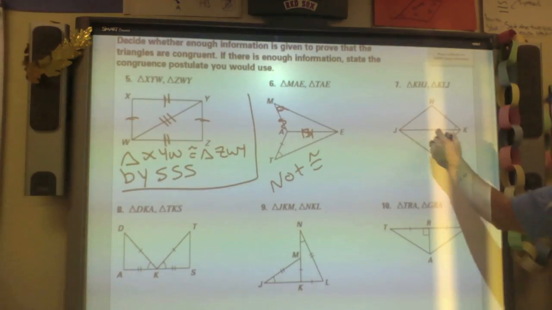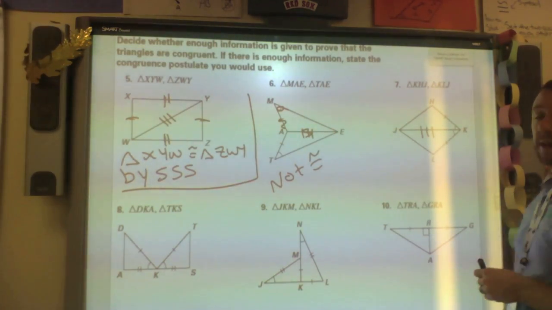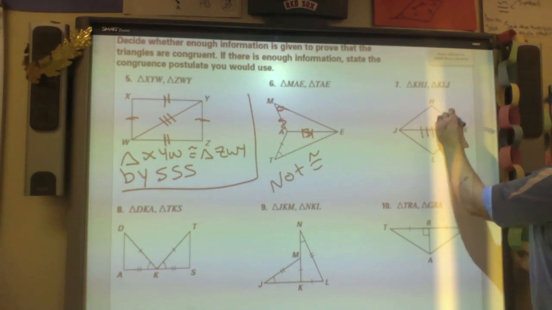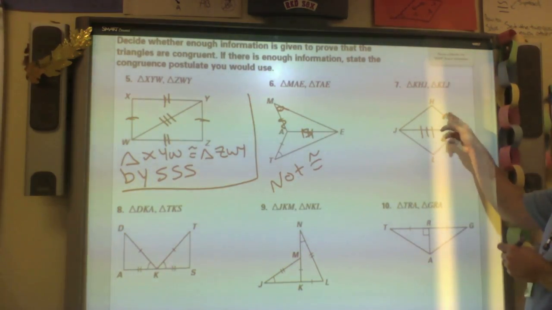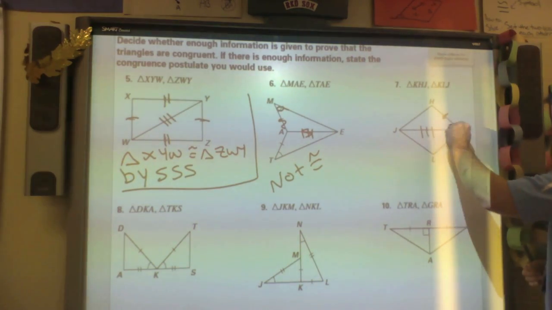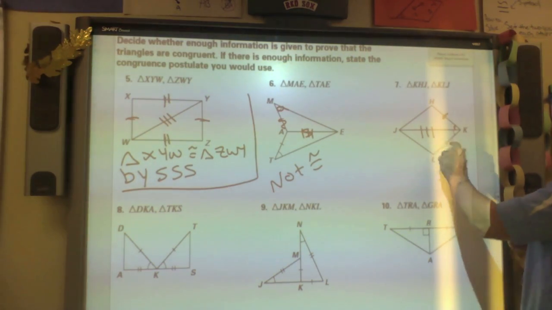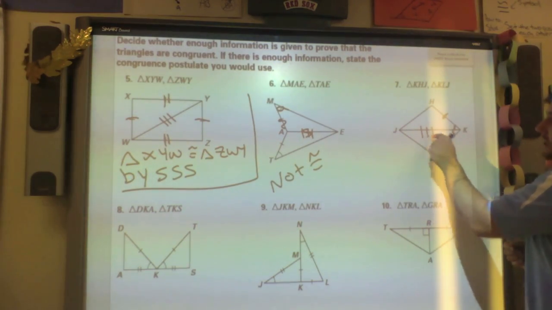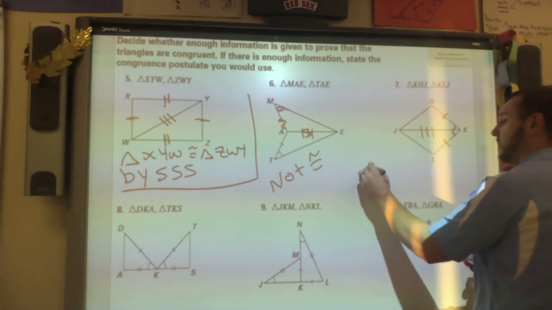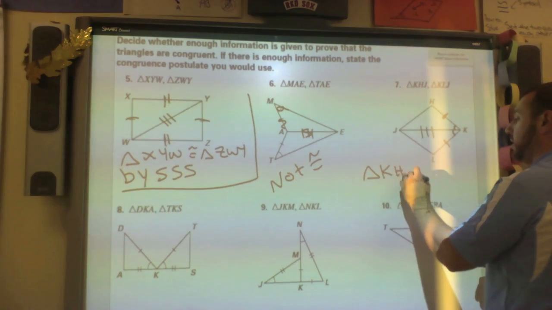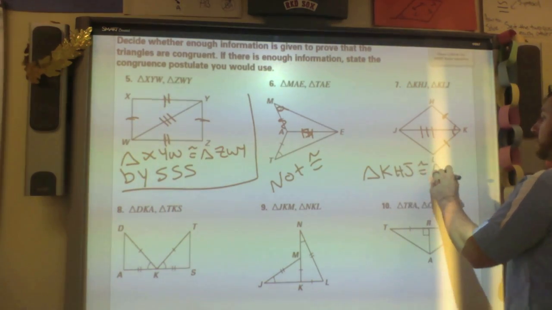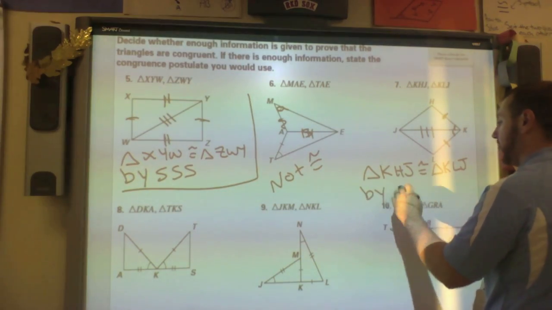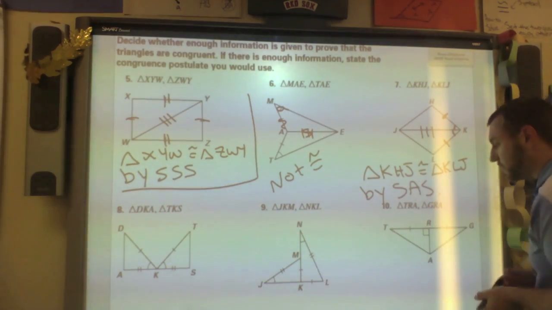Unlike 7, where I can mark this JK, and you'll notice that this has an arc, and that is the angle. Or that is the other side. So it's side, angle, side. And it matches up with this other triangle on the bottom. Side, angle, side. So I can say triangle KHJ is congruent to triangle KLJ by side, angle, side.